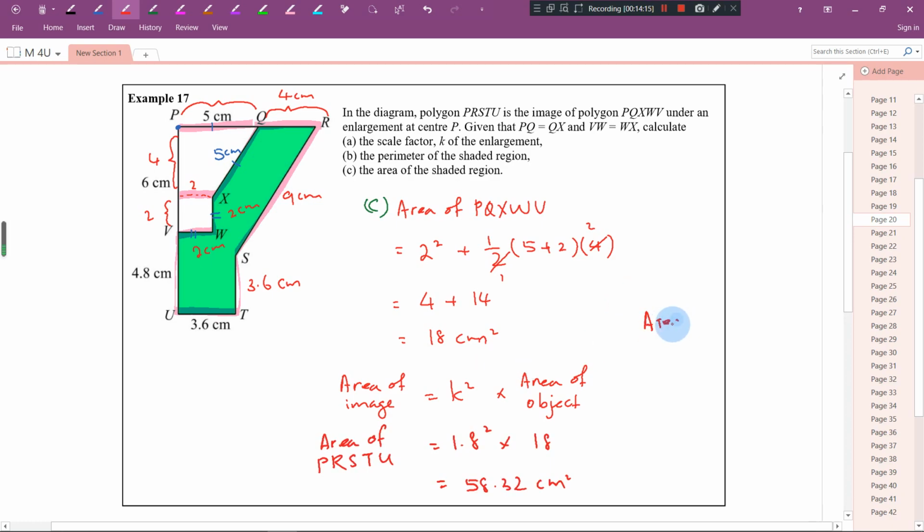Area of the shaded region is equal to 58.32 minus 18. Okay, you will get 40.32 square centimeters. Okay, that's all for this video.